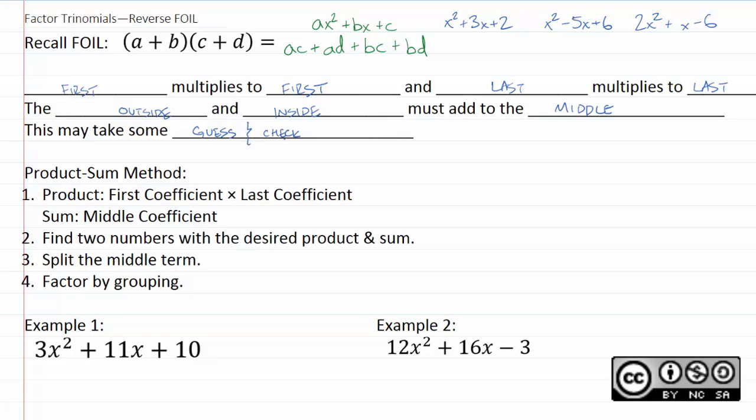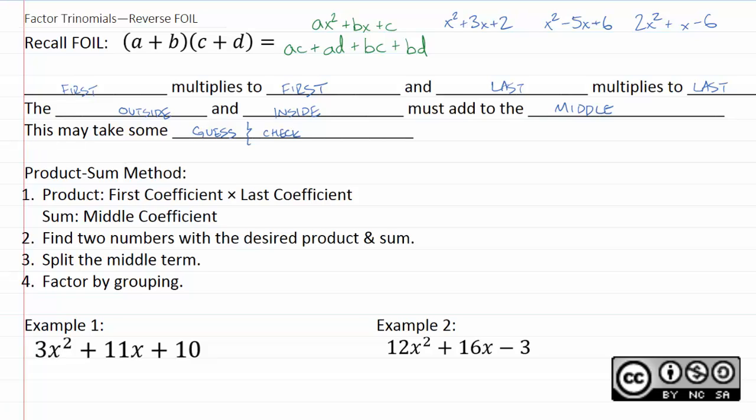And sometimes you may have to use some guessing and checking to make everything work out right. But I'm going to teach you a method that I use that will minimize the amount of guesswork as you do these problems. I call this method the product sum method. I strongly encourage you to pause this video to write down all 4 steps. It looks very complicated, but with some practice, I think you'll be surprised at how easy it really is.